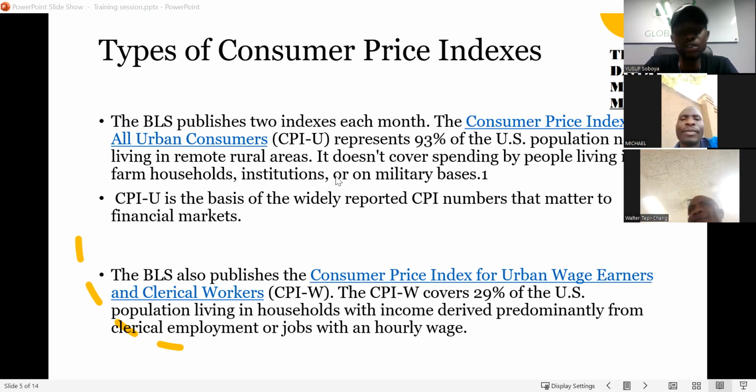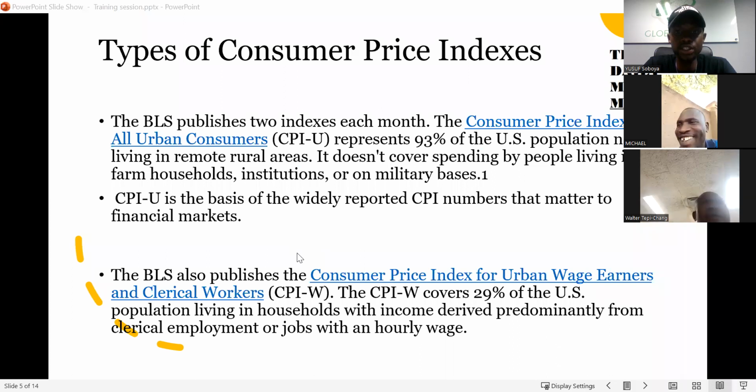When you talk about farmhouses, these are houses where maybe someone has just built a house on their farm. There's not much more that they pay in terms of rates, electricity, and so on. Again, it doesn't cover people who are staying in rural areas. Yes, in the States also there are rural areas, guys. So not only this side, everywhere. The CPI-U is also the basis of the widely reported CPI numbers that matter to the financial market.